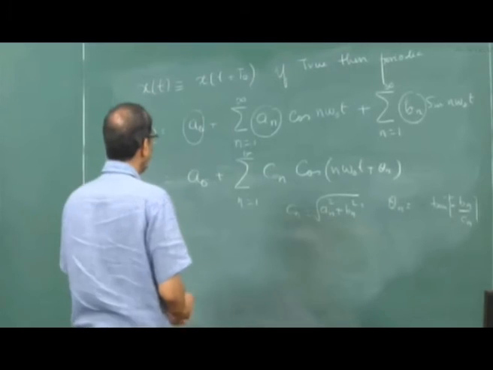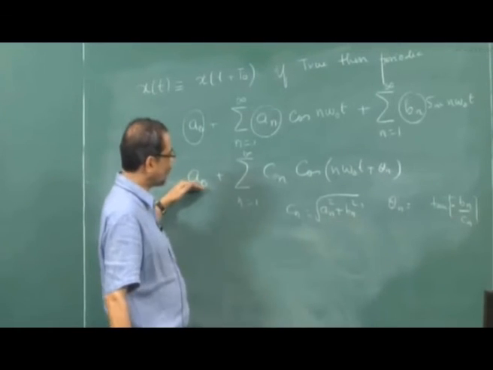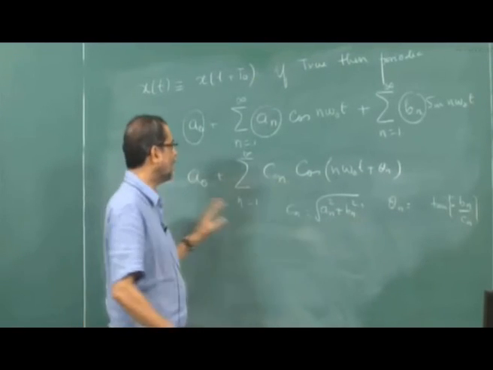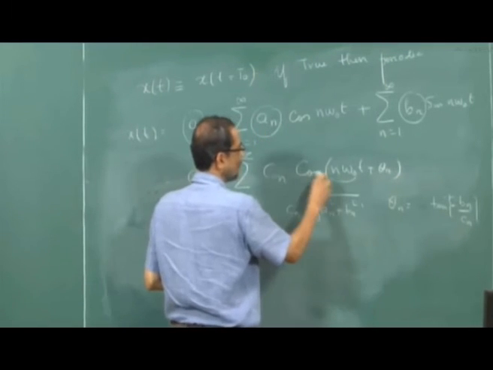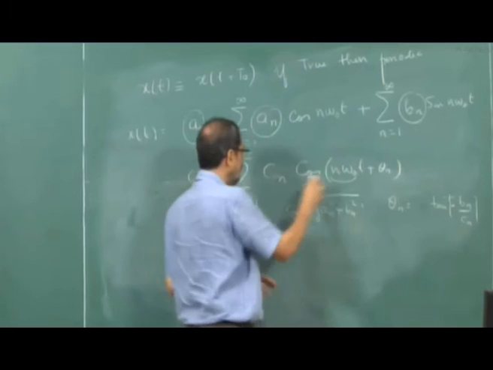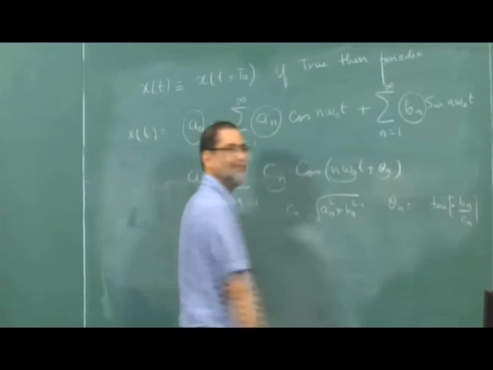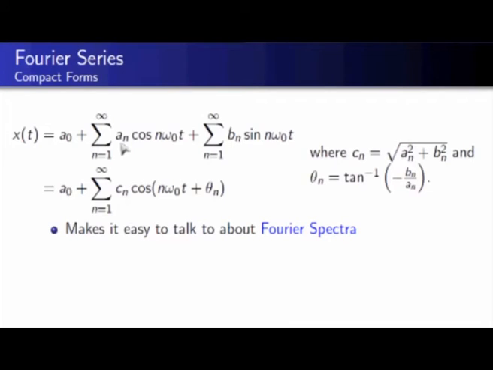Okay, so the reason for going in for this compact expression is that this says I have a cosine of n omega naught frequency of this amplitude and this phase value. So I can now talk about the contribution of each frequency to this signal x of t. So 1 omega naught contributes C1, second omega naught contributes C2, and so on. So I can find out the amplitude of each of those contributing frequencies.